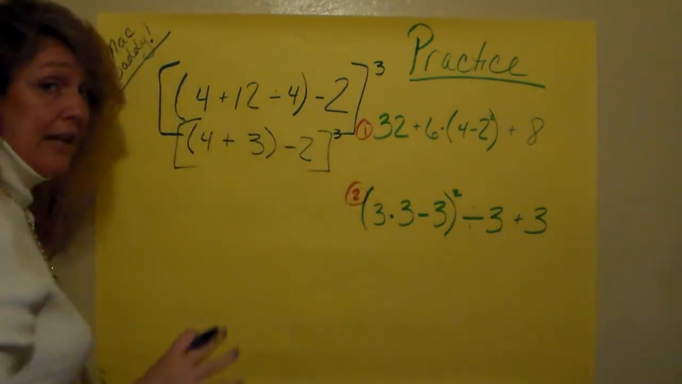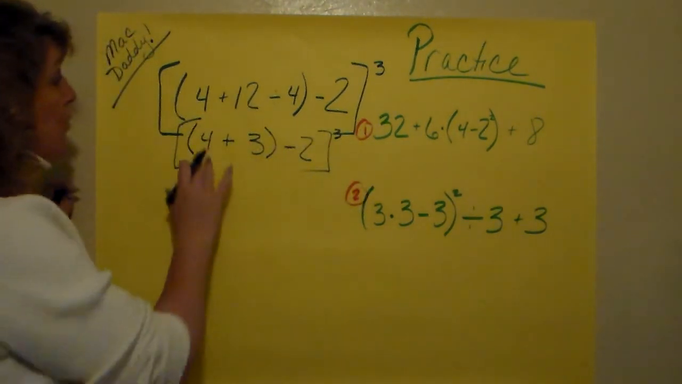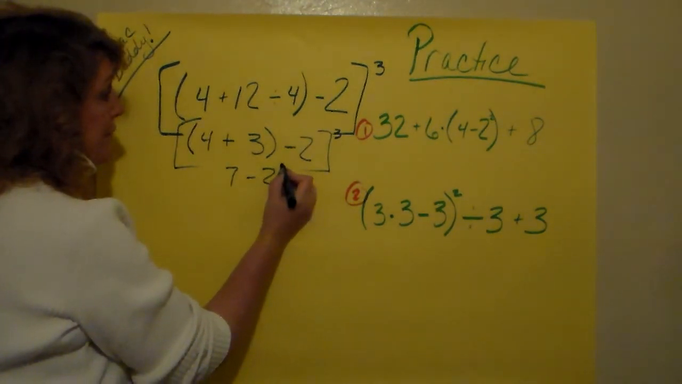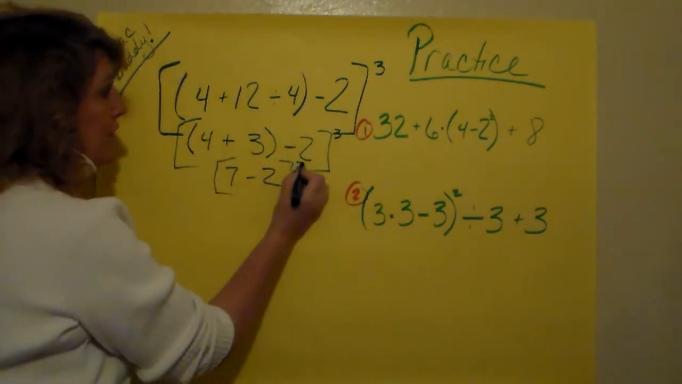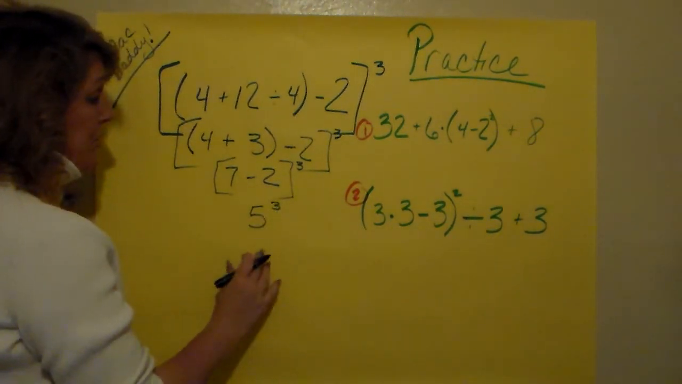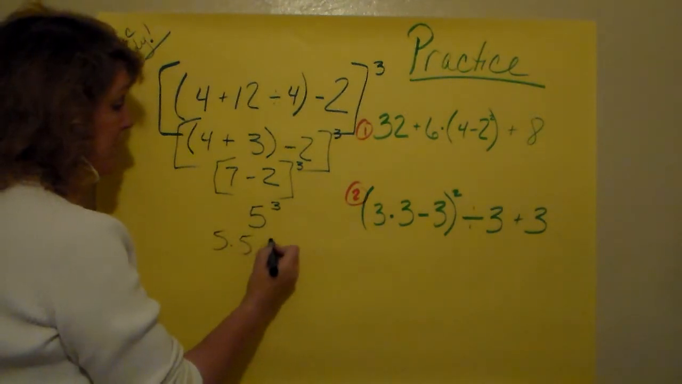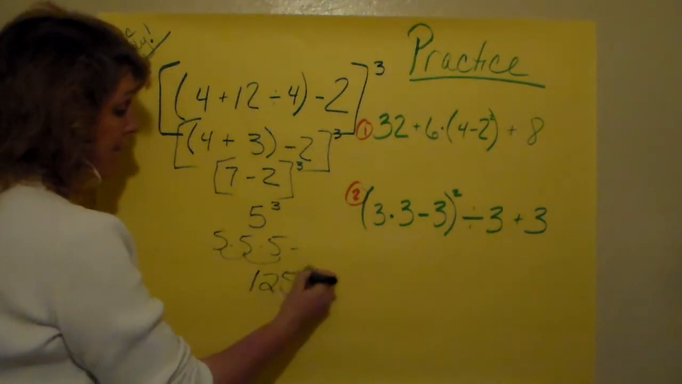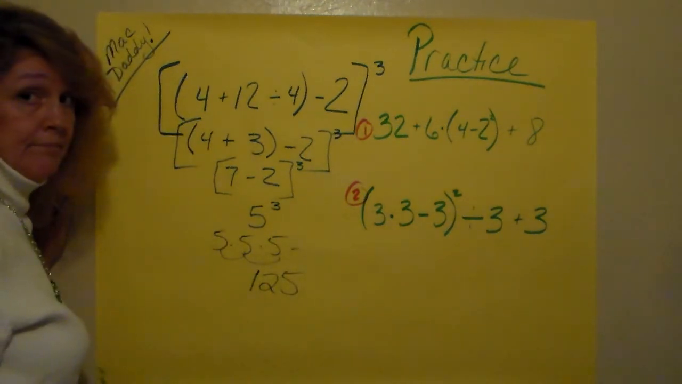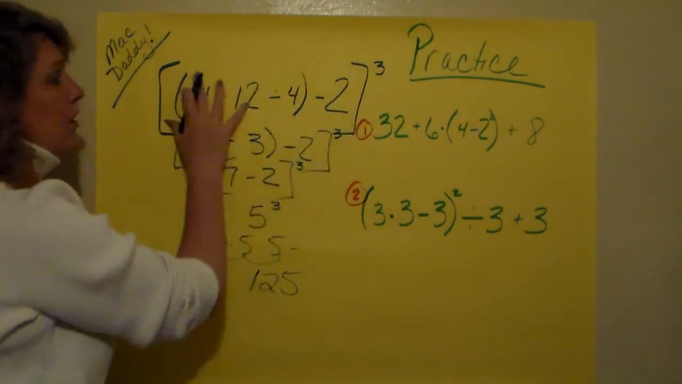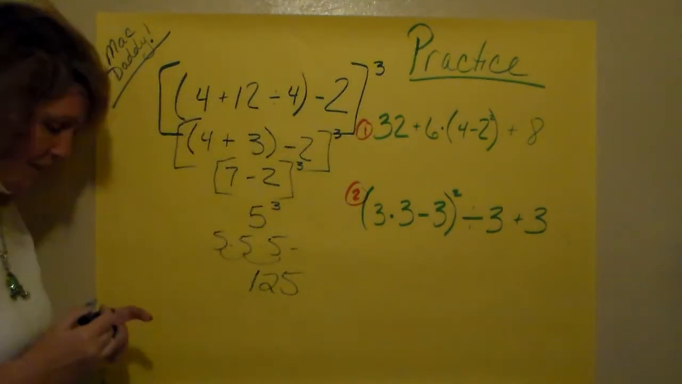cubed. I've got to keep everything else the same. What's 4 plus 3? 7 minus 2 cubed. Now I'm going to do my subtraction. 5 cubed. That's 5 times 5 times 5. This is 25 times 5. That's 125. Okay? So don't be afraid that it looks all complicated. You take it one step at a time.